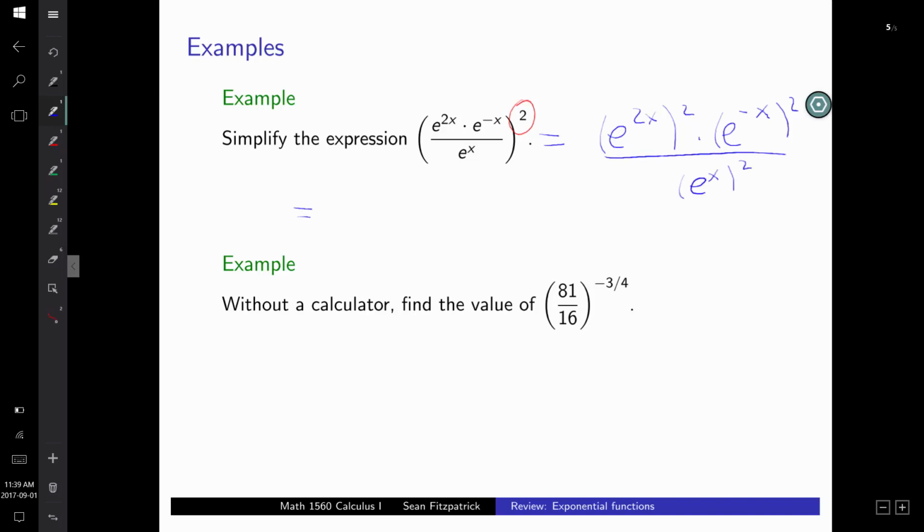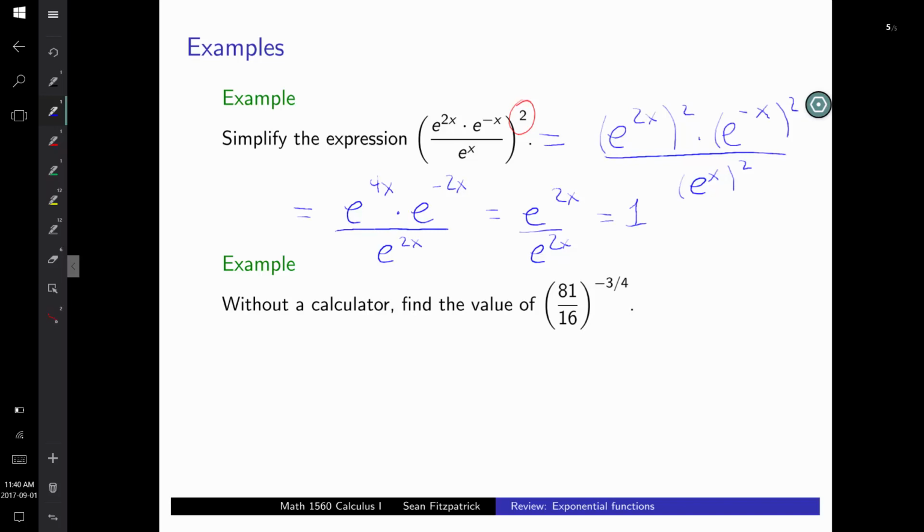Now I use the rule that I multiply exponents, so this is going to be e to the 4x times e to the minus 2x over e to the 2x. Now let's work up top. I'm multiplying these two powers, so I should add the exponents. 4x minus 2x is 2x. That leaves me with e to the 2x divided by e to the 2x, which is just 1. Okay, that was not so exciting, was it?